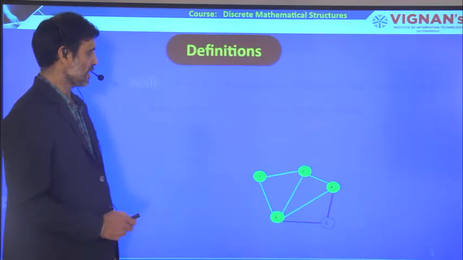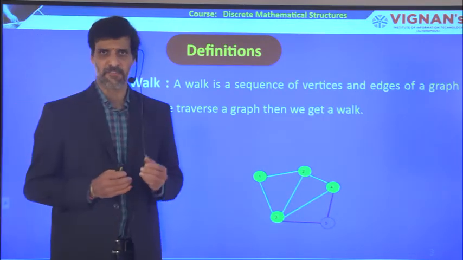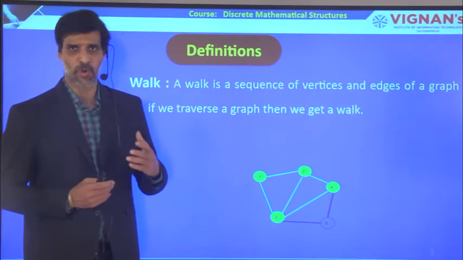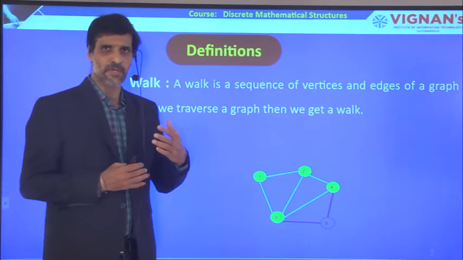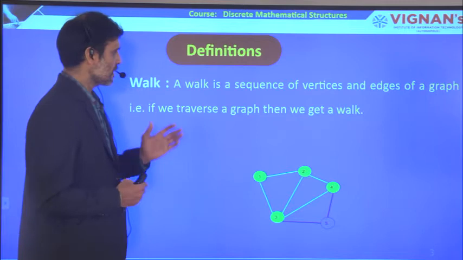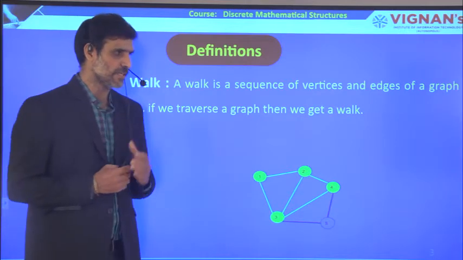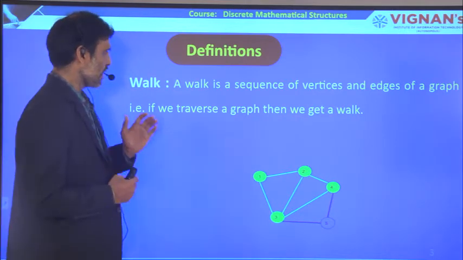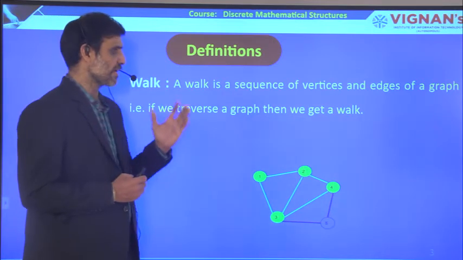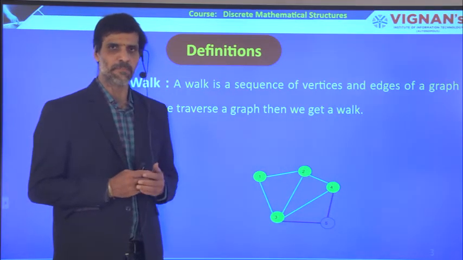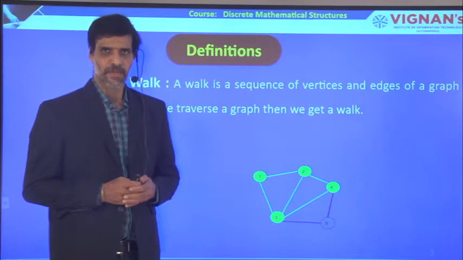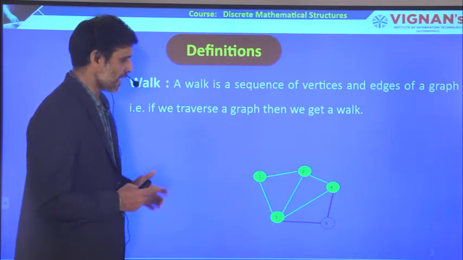Now coming to the definition of a walk, what is a walk? The definition of the walk is that a walk is a sequence of vertices and edges of a graph. If we traverse a graph, then we get a walk. So this is the basic meaning. What do you mean by that?